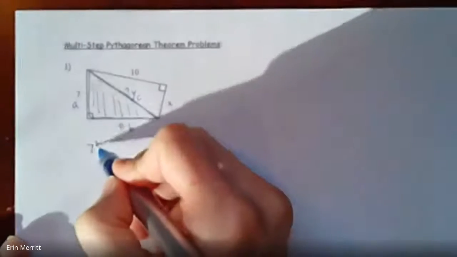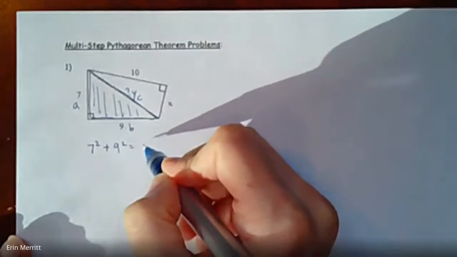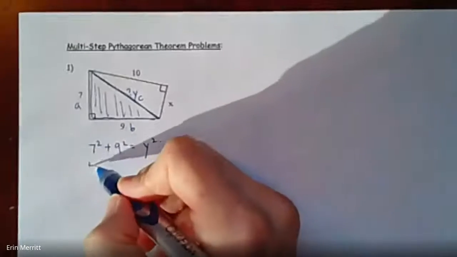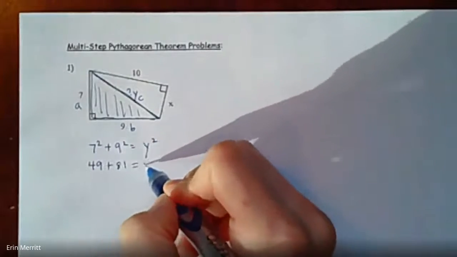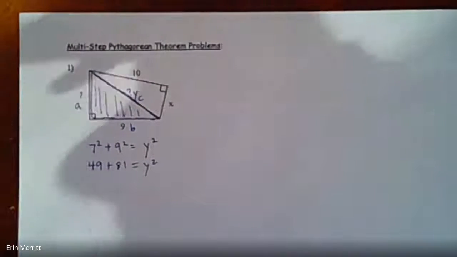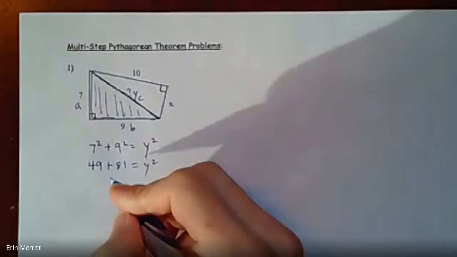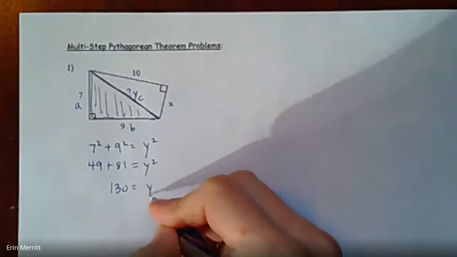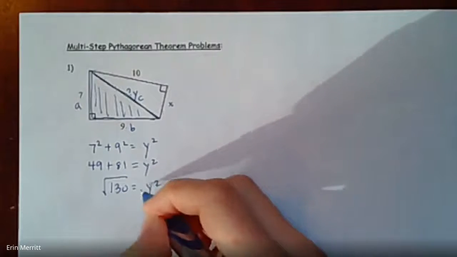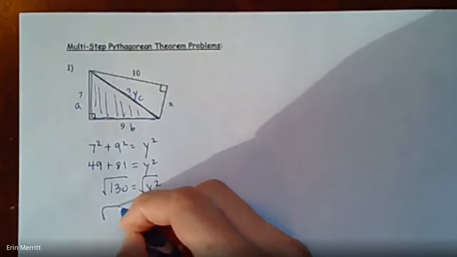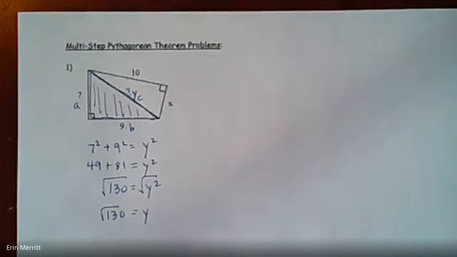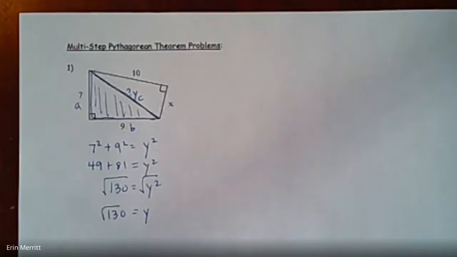So let's try it. 7 squared plus 9 squared equals y squared, or you could have used c squared, that would be fine too. We get 49 plus 81, which gives 130 equals y squared. So then y would just be radical 130. Now, 2 things. I don't think that's going to simplify, but I don't need it to because it's not my final answer.